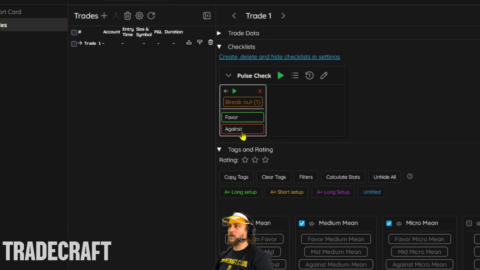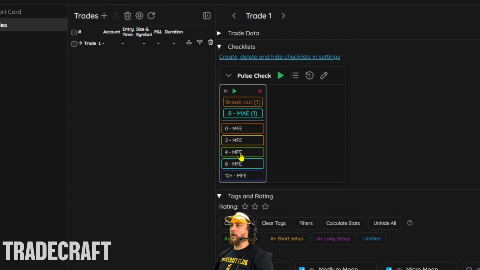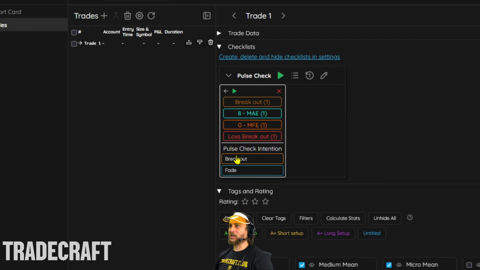So I click on this breakout and I want to know, as soon as I got in the trade, did it go against me immediately? Yes, it went against me immediately. And it went against me about 8 ticks. So 8 MAE. Now, this is MFE. So how far did it go in my favor? Let's say it didn't go in my favor. So now it's asking me, did it win? And it was a breakout. So we're going to put loss on breakout. Notice it's counting right here.